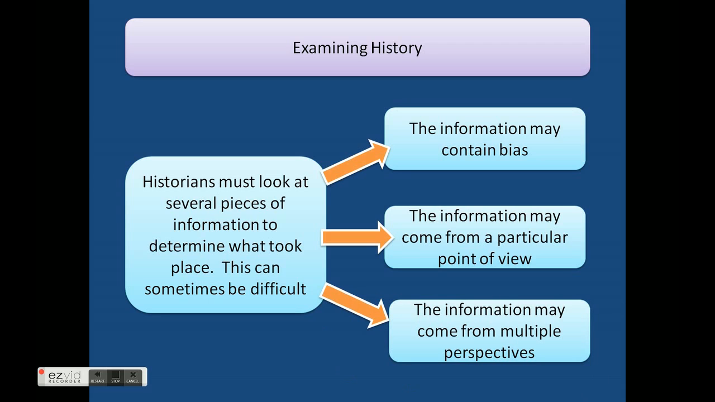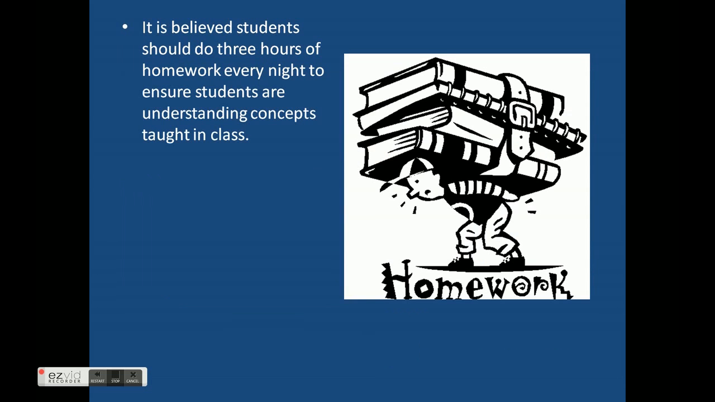And then as you're doing this, you have information that comes from multiple perspectives. One of the things that police do in their investigations, they're going to ask for witnesses. They go around, they interview witnesses, and everyone may look at it in a little bit different way. And so these are some of the pieces that make it difficult for historians to determine what actually took place. This is a skill that's going to be useful as you study American history this year, so we're going to take a look at this and break it down a little bit.